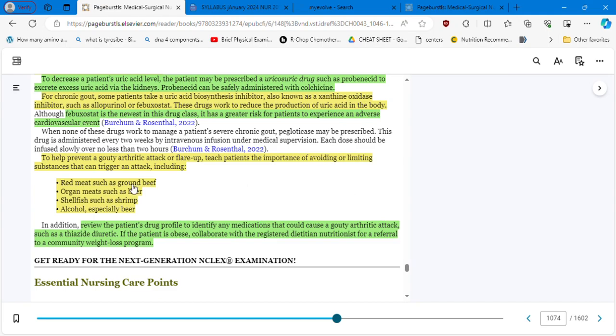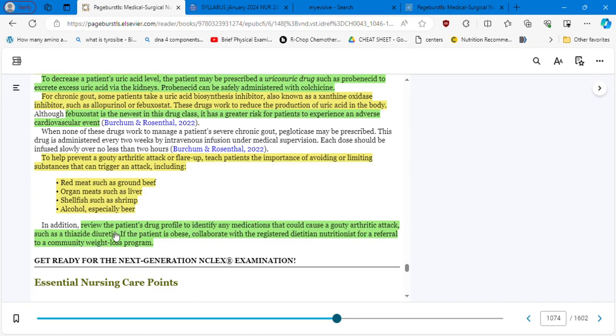Okay, so to help prevent a gouty arthritic attack or flare-up, teach patients the importance of avoiding or limiting substances that can trigger an attack. We all go back to prevention for all diseases. So red meat, such as ground beef, organ meat, such as liver, shellfish, such as shrimp, alcohol, especially beer.